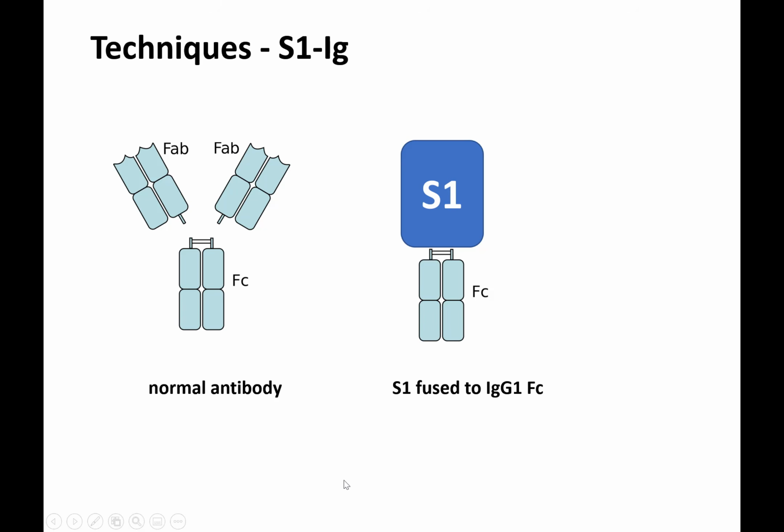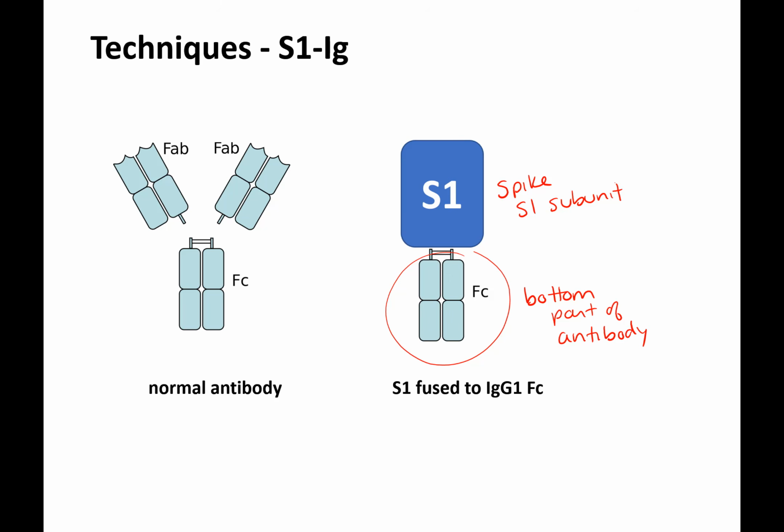Another type of chimeric protein that they're making is they're taking the S1, so this is the spike S1 subunit, and they're putting it on to the bottom part of an antibody. And this is strictly so that they can do a technique called immunoprecipitation, which I'll talk about here.